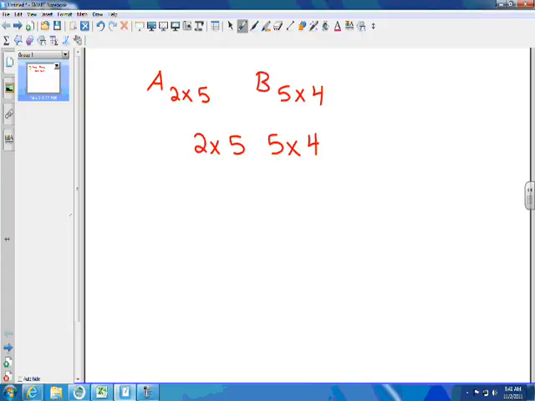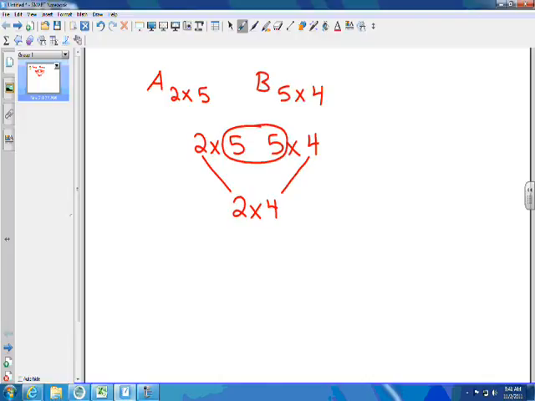Yes. Maybe the best thing to do is just circle those two. Make sure those are the same, and if they are, the dimensions of your answer will be 2 by 4. So your final answer should be a 2 by 4 matrix.